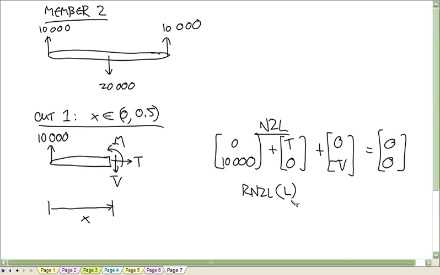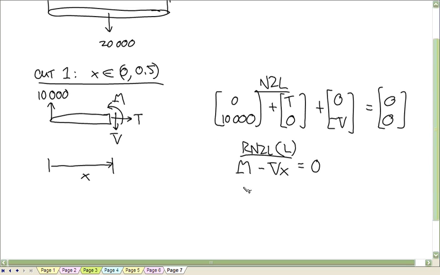And the rotational equation, since we're computing about this point, there's no moment produced by that 10,000. So we just have M minus Vx is equal to 0. So T is equal to 0. V is equal to 10,000. And M is equal to 10,000x.